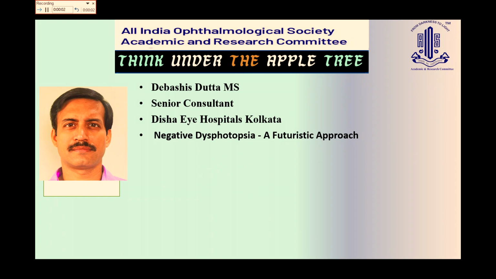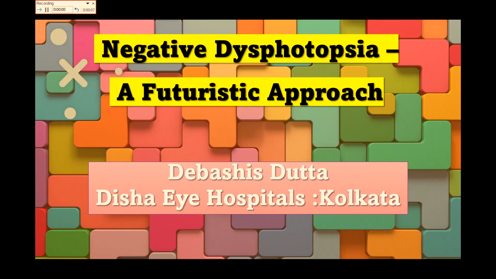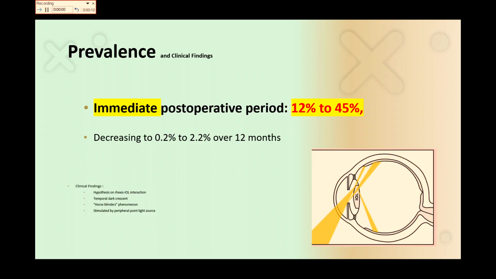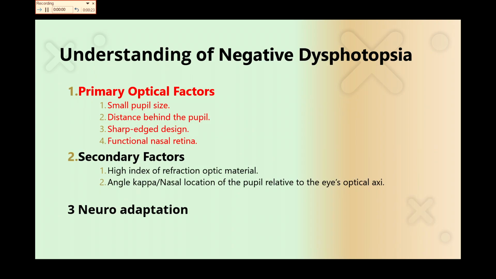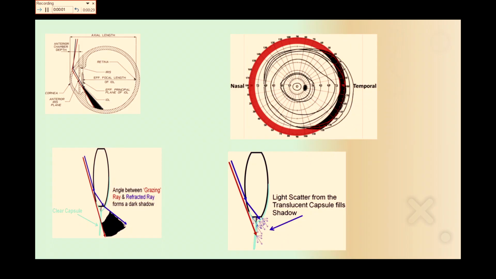I'll be talking about this burning question of negative dysphotopsia, which follows a futuristic approach, in the immediate uncomplicated phacoemulsification in the postoperative period. The incidence is as high as 12 to 45% as stated in the literature. It comes down significantly later, but in the immediate postoperative period it is high. There are optical factors, secondary factors, and neuroadaptation which go into its understanding. There's a temporal crescent-like thing, Hod's blinders, which occurs in the immediate postoperative period when the bag is transparent; when it becomes opaque, then the scotoma goes away.